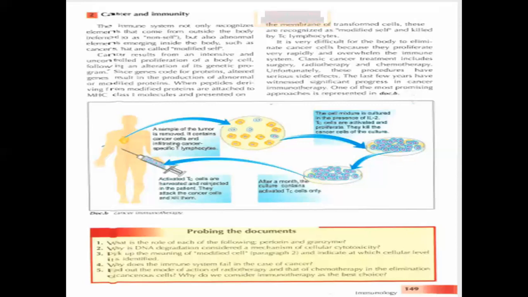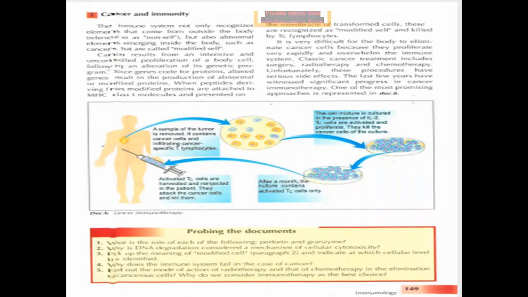So it's very difficult for the body to eliminate the cancer cells because, as we always said, they have an enormous, rapid development or proliferation, and they overwhelm the immune response, the immune system as well. So classical cancer treatments include either surgery, radiotherapy, or chemotherapy. These procedures have serious side effects.